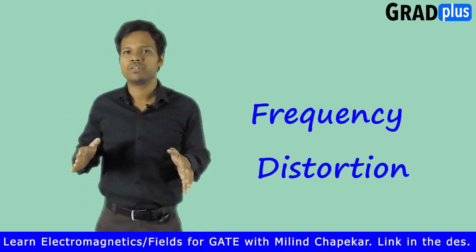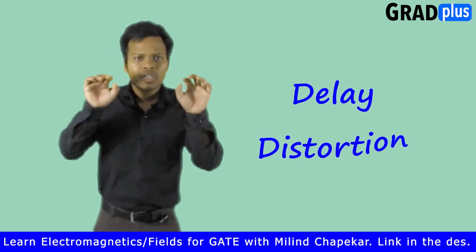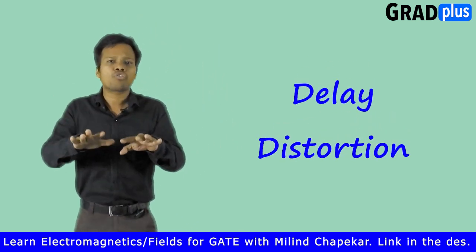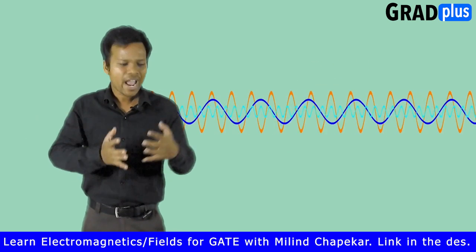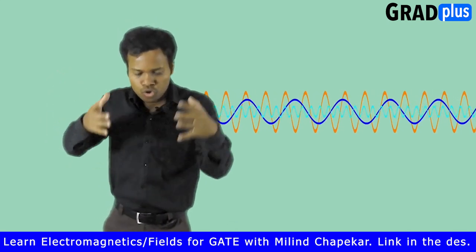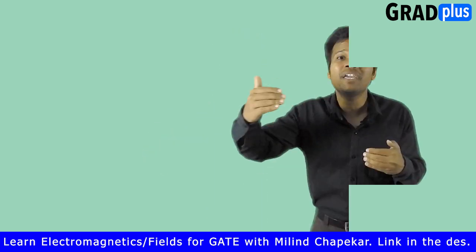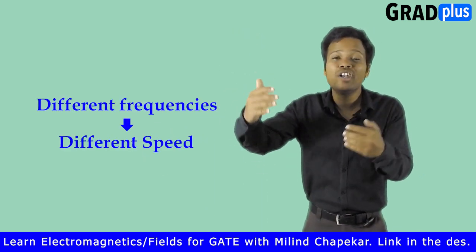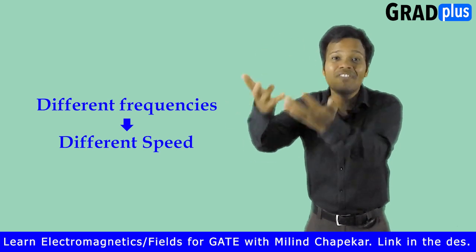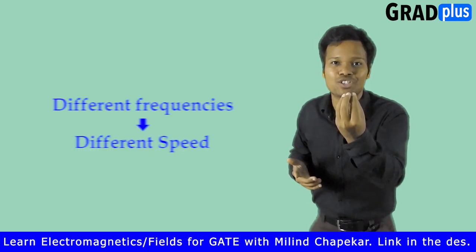Another kind of distortion which happens over the transmission line is delay distortion. See, the message signal consists of a band of frequencies, and these frequencies are propagating over the transmission line. So each frequency component of the message signal travels with a different speed, thereby inducing delay at the receiving end, and such kind of distortion is nothing but the delay distortion.